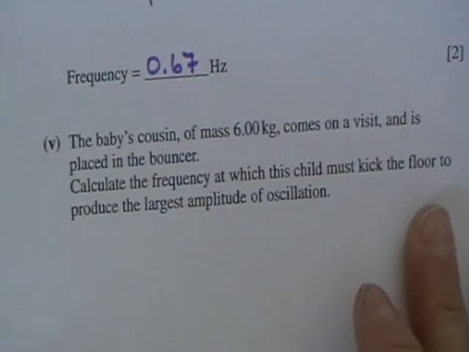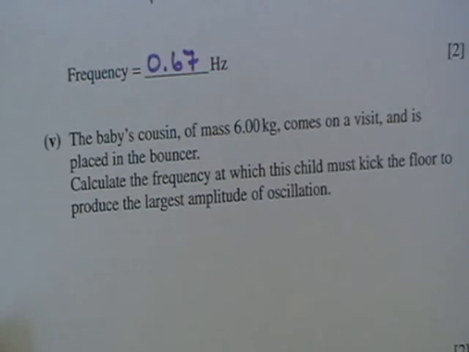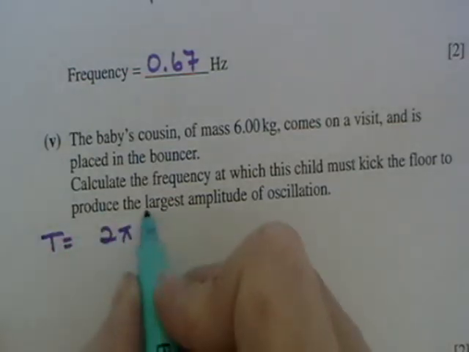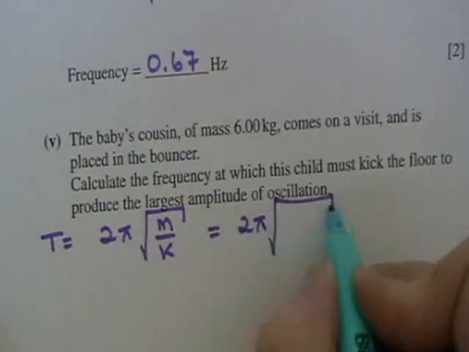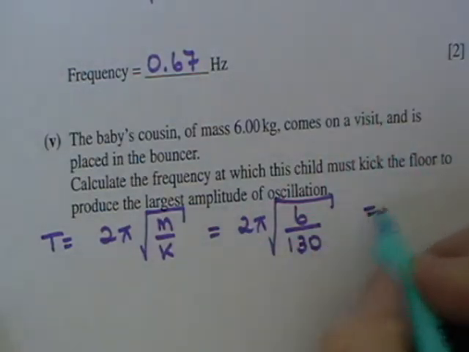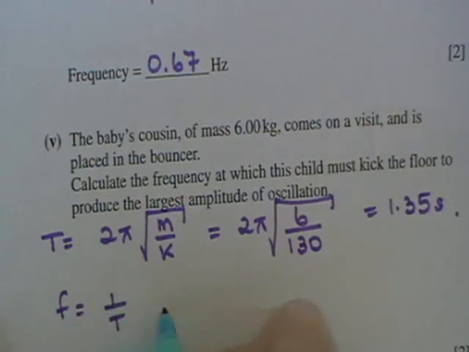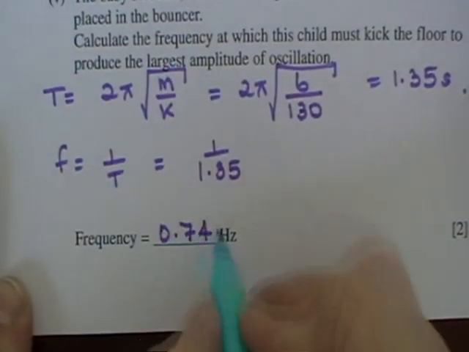The baby's cousin of mass 6 kilograms comes on a visit and is placed in the bouncer. Calculate the frequency at which this child must kick the floor to produce the largest amplitude of oscillation. So using the equation again, T = 2π√(m/k), and this time the mass we're going to put in is the 6 kilograms, the same spring constant, and that gives you 1.35 seconds. So therefore frequency is 1 over T, that's 1 over 1.35, and the answer is 0.74 Hertz.